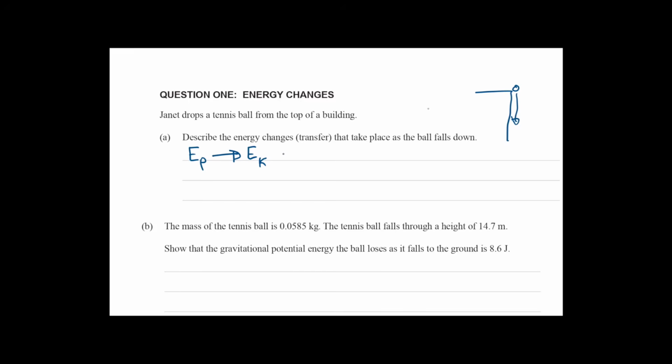The other thing we should maybe note is it's not going to be perfect. There's going to be some heat. There's going to be some sound, maybe. It may also distort the ground a wee bit as we hit the bottom, but it's not going to be perfect. So the potential energy is going to be slightly greater than the kinetic energy. You're going to lose a little bit. Probably not much, but it's still going to be a little bit more.